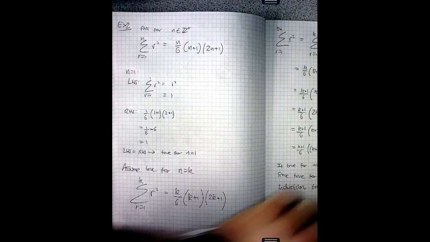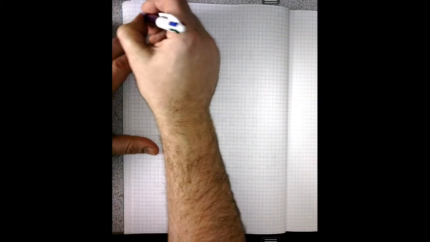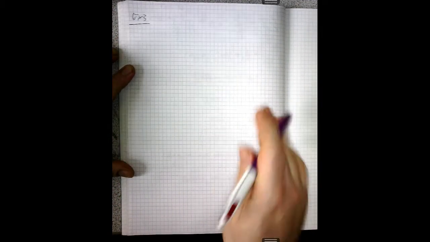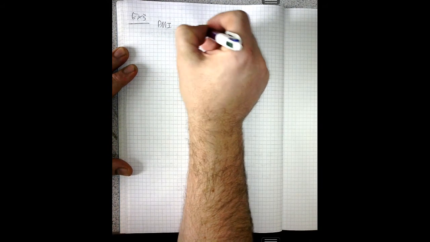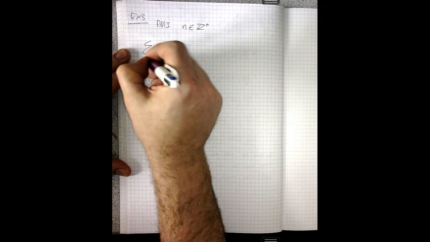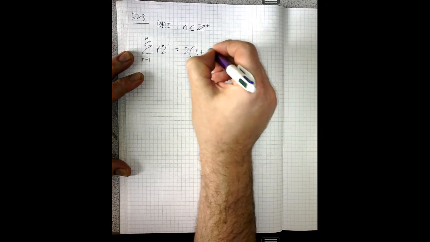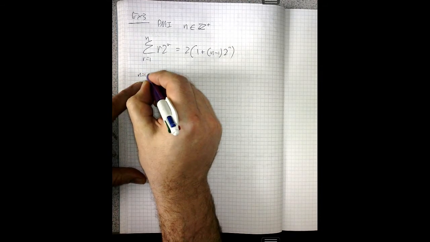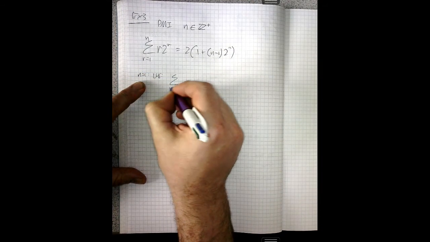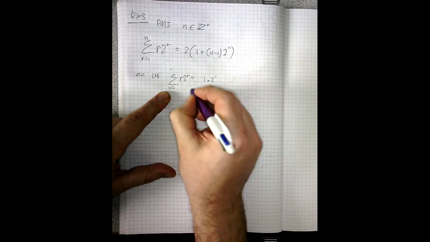Okay, same method again for example 3. Prove by mathematical induction for n all positive integers that this statement is true: the summation, r times 2 to the r, equals 2, 1 plus n minus 1, 2 to the n. So let's let n equal 1. Left hand side gives me r equals 1 to 1 of r 2 to the r. Well, I just sub in 1. 1 times 2 to the 1 is 2.